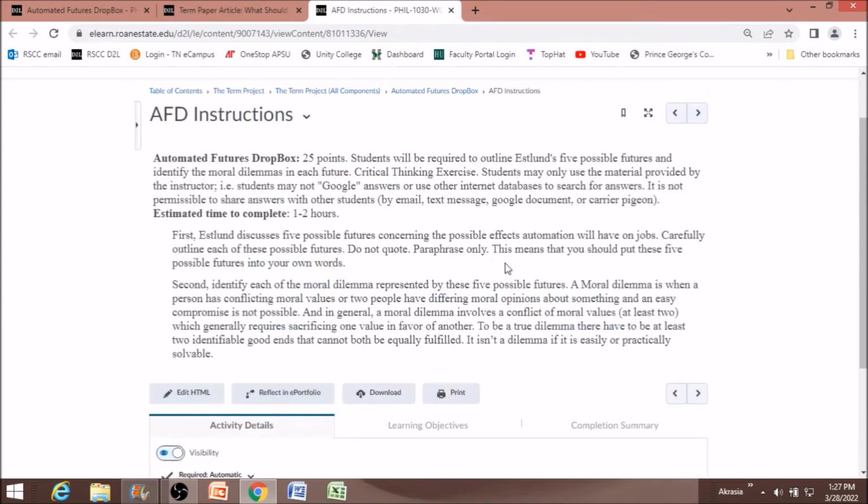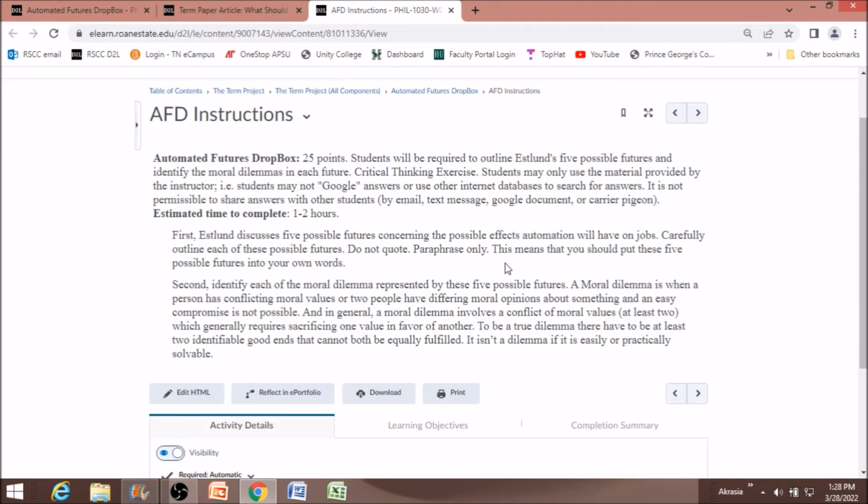Secondly, what should you do after locating them? I want you to outline each of these 5 possible futures concerning the possible effects automation will have on jobs. Carefully outline them, but do not quote. Paraphrase only. Put these 5 possible futures into your own words. After you have put these 5 possible futures into your own words, identify each of the moral dilemmas represented by these 5 possible futures.